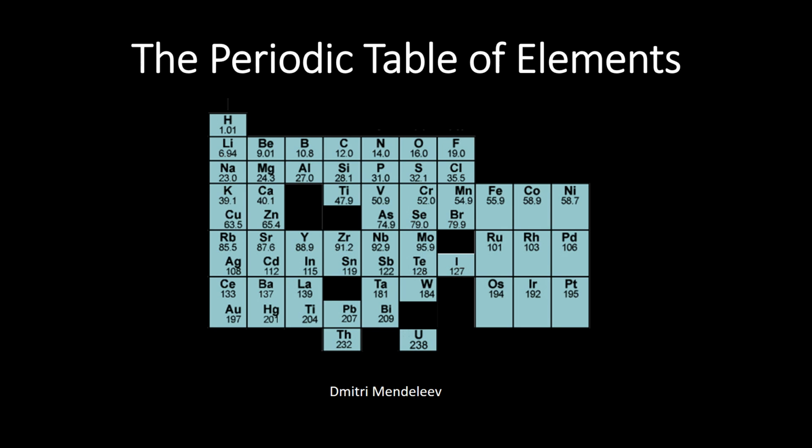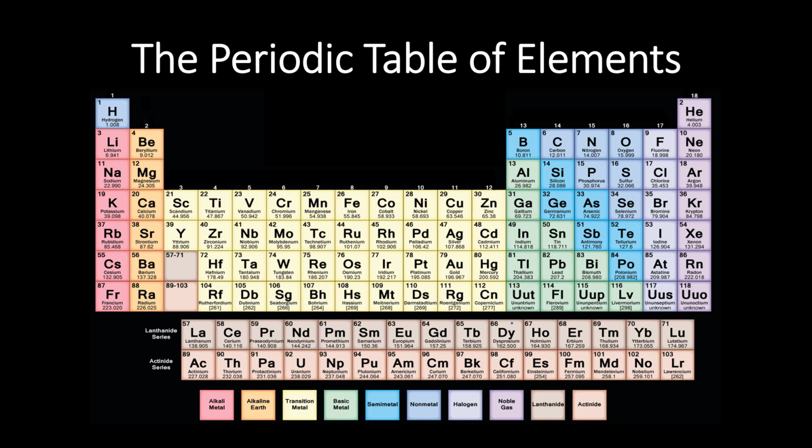Let's talk a little bit about the periodic table of elements. The original periodic table by Dmitry Mendeleev, as seen here, was an organization of all 63 elements known at the time. As of today, there are currently 118 discovered or synthesized elements, as seen by this full periodic table.